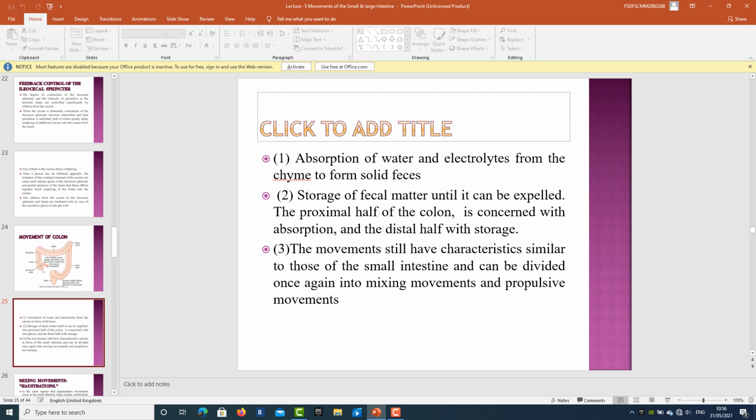And why is it so? Because the large gut has to do the absorption of water and electrolytes from the chyme, making it a more solid form, feces, and the storage of fecal matter, so that absorption occurs in the proximal half and in the distal half only the storage is occurring. The movements still have characteristics similar to those of the small gut and can be divided once again into mixing and propulsive movements.